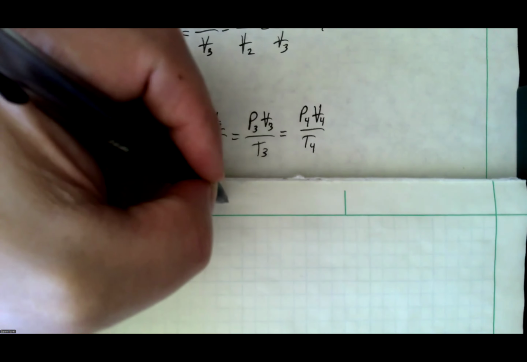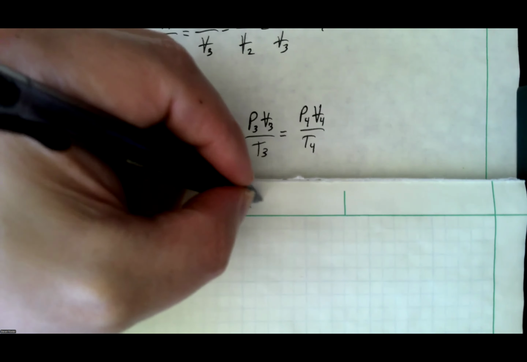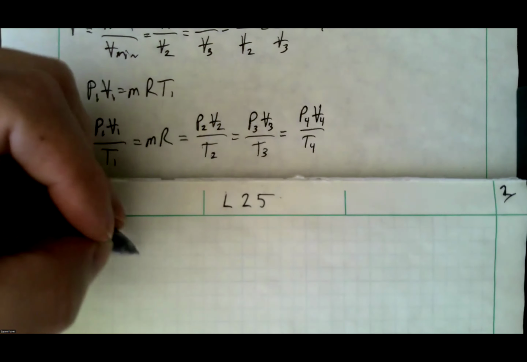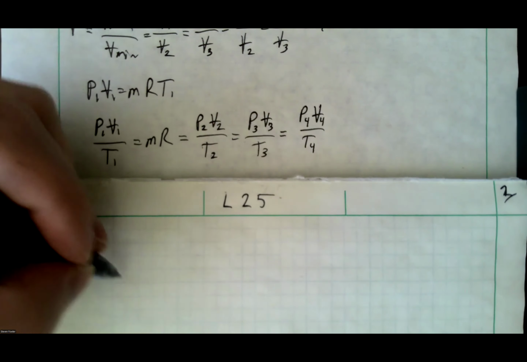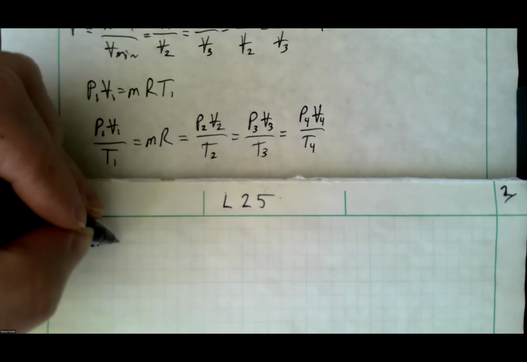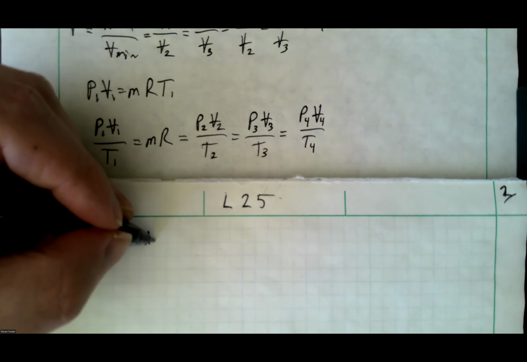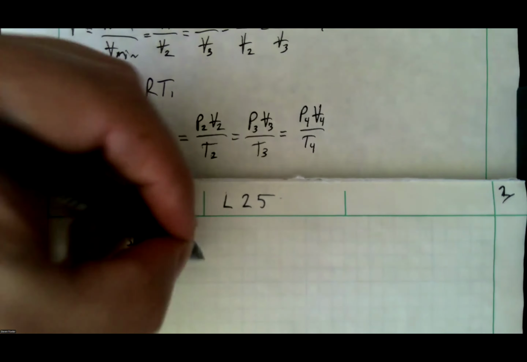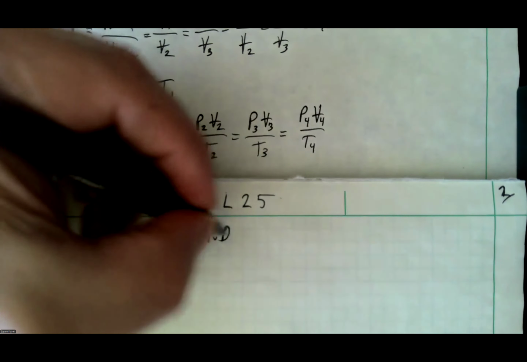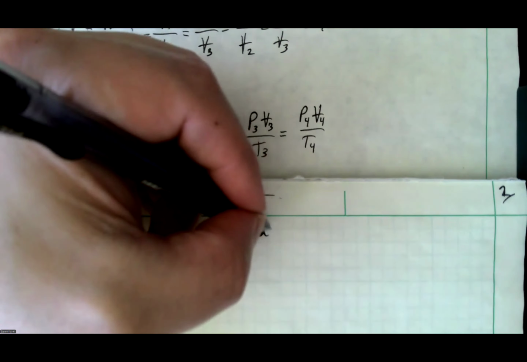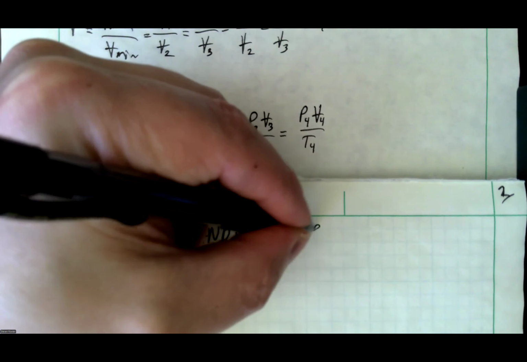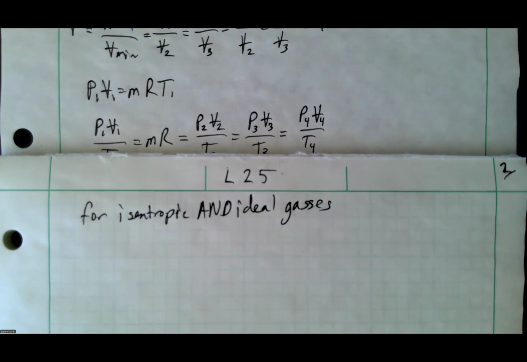In fact, you really should start thinking about subscripts as more generic than just always 1 and 2, or final and initial, or whatever the case may be. As written, these equations are for isentropic and ideal gases.